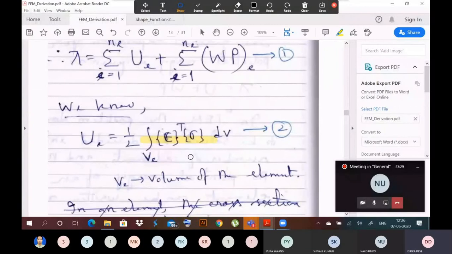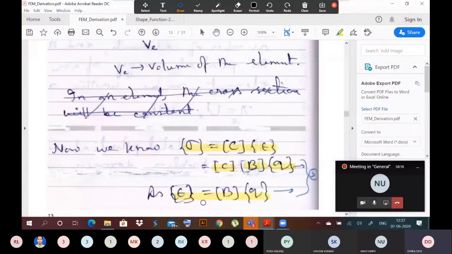So if we replace these values, this equation in this equation, what will we get? What will be epsilon transpose? Epsilon is equal to B into Q. So epsilon transpose will be equal to Q transpose B transpose. If epsilon is equal to B into Q, epsilon transpose will be equal to, this will change the position. It will be Q transpose B transpose. Position of a matrix matters in matrix analysis. So therefore, when we find epsilon transpose, it will be Q transpose B transpose, not B transpose Q transpose. That you should remember.